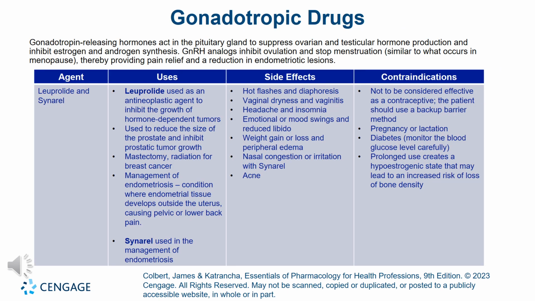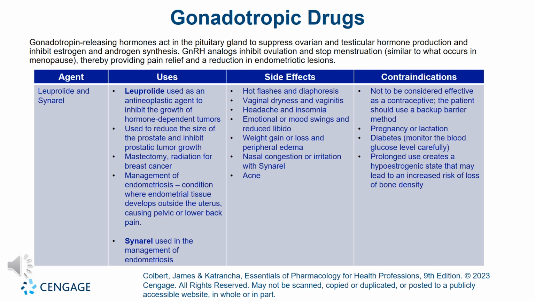Gonadotropic drugs. Gonadotropin-releasing hormones act in the pituitary gland to suppress ovarian and testicular hormone production and inhibit estrogen and androgen synthesis. The GnRH analogs inhibit ovulation and stop menstruation, which is similar to what occurs in menopause, thereby providing pain relief and a reduction in endometriotic lesions. Two of these agents are leuprolide and synarel.